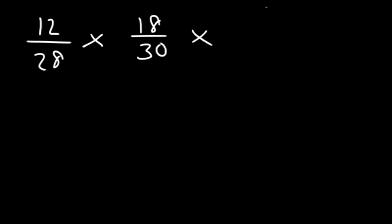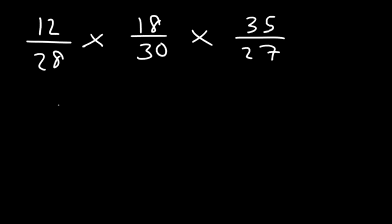So let's say if we have 12 over 28 times 18 over 30 times 35 over 27. How can we multiply these three fractions? So go ahead and try this problem.